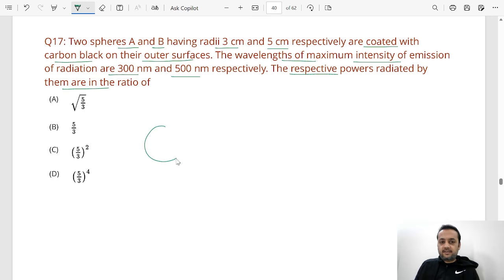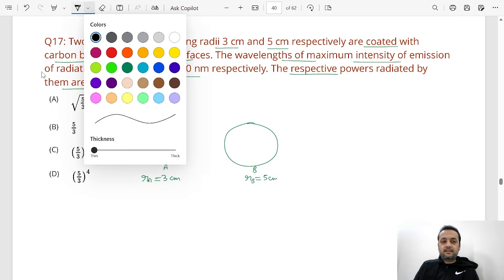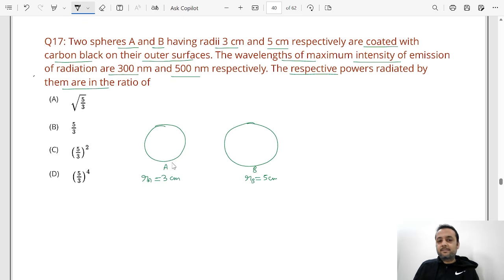So look, this is sphere A, and this is sphere B. Sphere A has a radius of 3 centimeter, so RA is equal to 3 centimeter, and RB is equal to 5 centimeter. All right, now what happens is that they have been coated by a black surface outside.